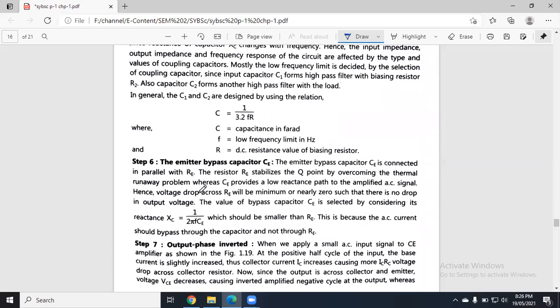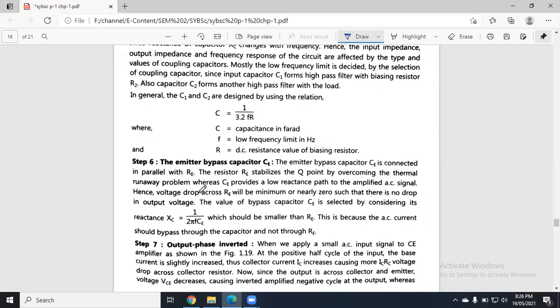So what is the role of RE and CE? RE will stabilize the position of the Q point. If our Q point is fluctuating or varying from its main position, then RE will stabilize that Q point by overcoming the thermal runaway problem. What is thermal runaway? If your device is heating too much, then there will be a problem of thermal runaway. If there is excessive heat, it may damage the components inside your circuit. So to avoid that problem, we have the RE and CE combination. Usually, to avoid this heating problem, we use heat sinks in a circuit, but this is another kind of thing.